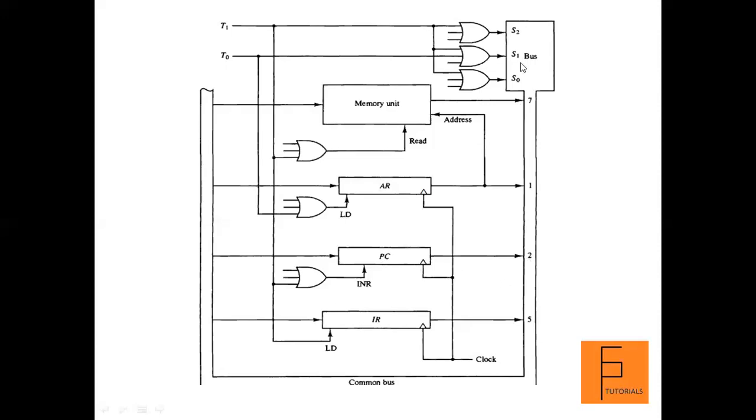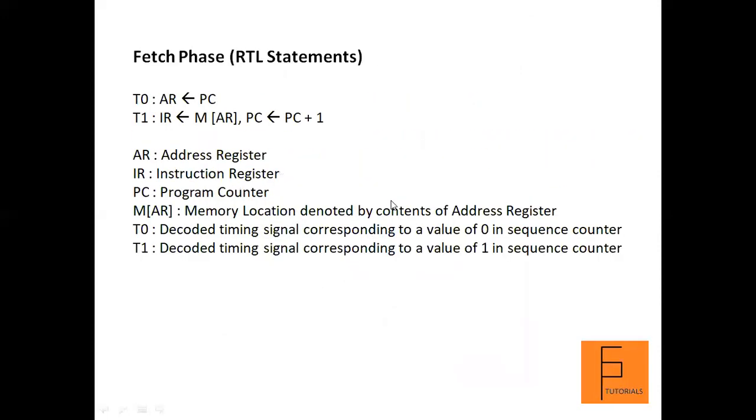That means whenever your select inputs have the binary equivalent of this decimal value of 2, only then the content of the program counter will be placed on the common bus. So what we do is we set the select inputs equal to 0 1 0. As a result, the content of the program counter goes to the common bus. Next, we enable the load input of the address register, which allows the content of the common bus, which is nothing but the contents transferred from the program counter, to be placed in the address register. So that is how this part of T0 is executed.